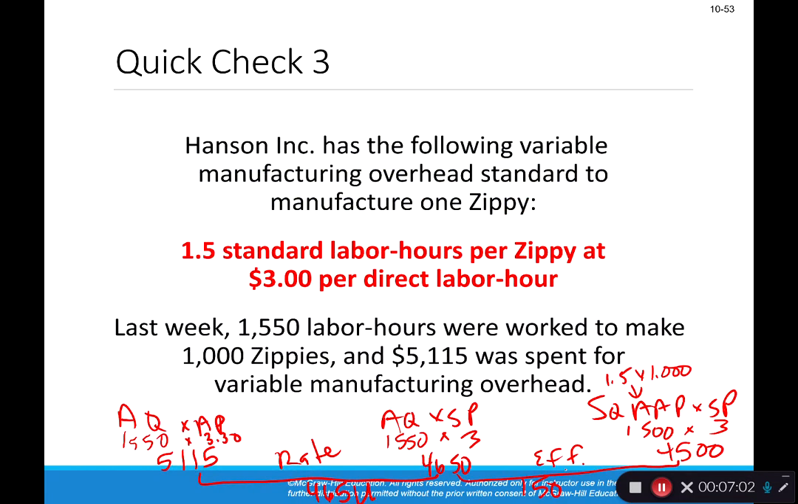And is it favorable or unfavorable? It looks like it's unfavorable again because I spent 4,650. I was allowed to spend 4,500. 1,550 was the hours used. I was allowed 1,500. Either way you slice it or dice it, it is an unfavorable variance. Add them together, I'm out of space. So you get 465 plus 150. You get a 615 overall variance, unfavorable, which is the difference between column 1 and column 3.